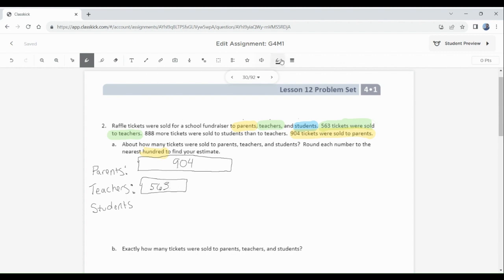Now, here's where it gets a little bit tricky because it doesn't tell us how many raffle tickets students got. It says 888 more tickets were sold to students than to teachers. So this is a very similar idea to the last one. 888 more tickets were sold to students than to teachers. So what that means is students bought the same amount as teachers, this 563, and 888 more.